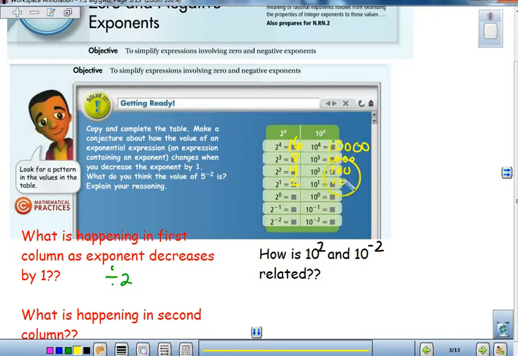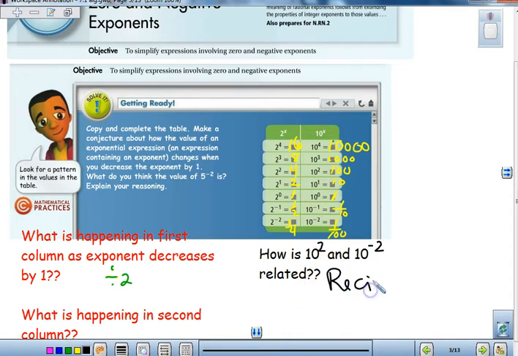So we would think as we continue both of these patterns, if we continue dividing by 2, we would have 1, and then 1 divided by 2 gives us 1/2, and then 1/4. Here again, we have 1, we have 1/10, and we have 1 over 100. So as you look at this, how are 10 to the 2nd and 10 to the negative 2 related? They are actually going to be what we call reciprocals. So those two are reciprocals.